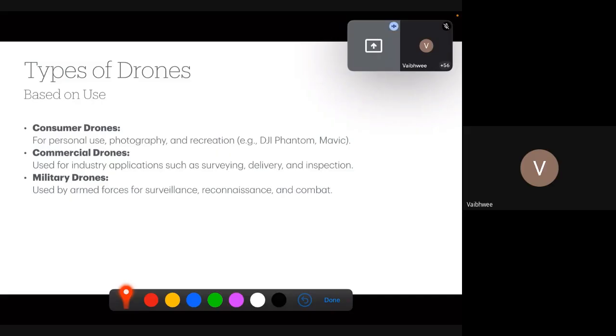One of the popular drones in the small form factor is the DJI Mavic. DJI Phantom is also used for photography and it is a very popular drone.